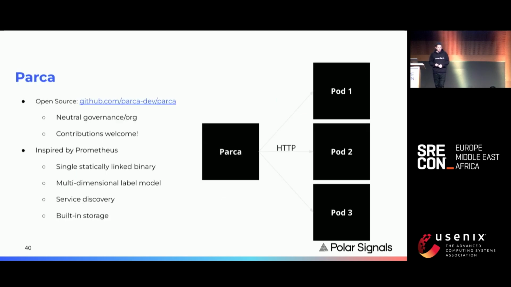So Parca is open source, Apache 2 license. We have a neutral governance, although we would like more contributors. We only have one outside contributor right now, so there's your chance to get your changes in. But we're definitely open and welcoming contributions. It's, again, inspired by Prometheus. We also just have a single statically linked binary. So we want that experience from Prometheus of getting the binary, running it, and then it starts doing stuff, right?